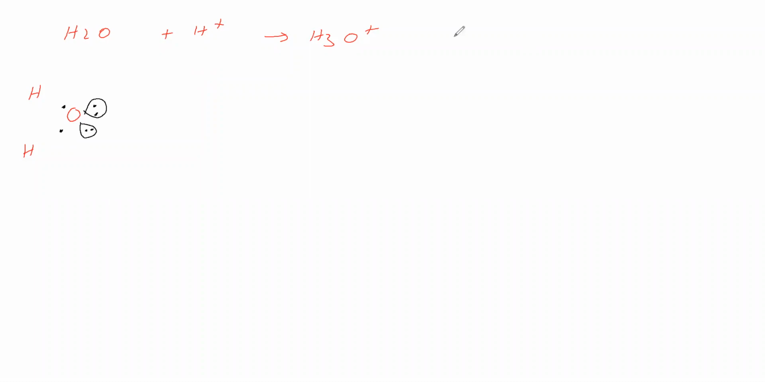Each hydrogen contains 1 electron, therefore bonds are formed. Now in this oxygen, how many sigma bonds are there? 2 sigma bonds and 2 lone pairs are there. Therefore, totally 4 electron pairs.